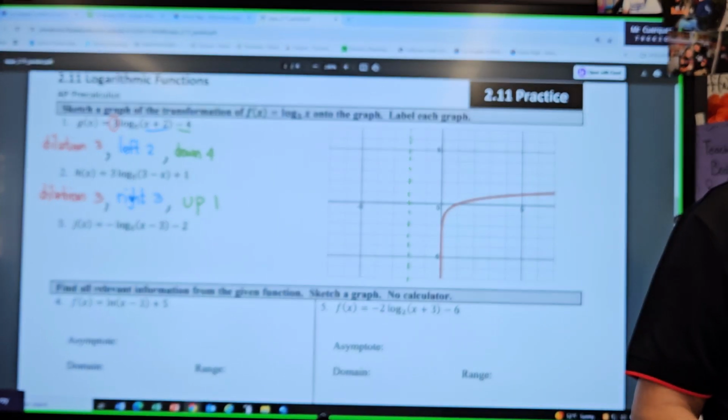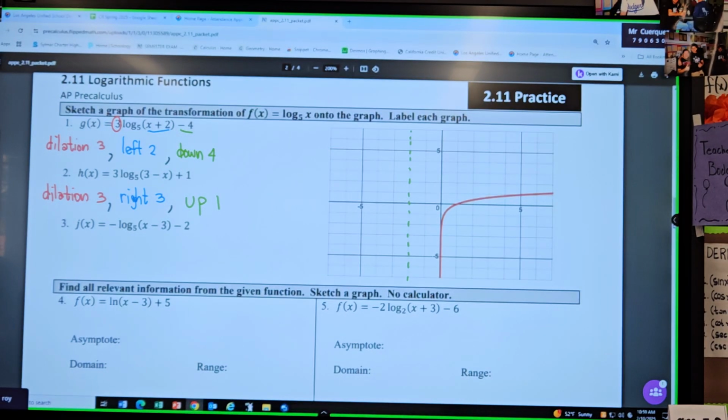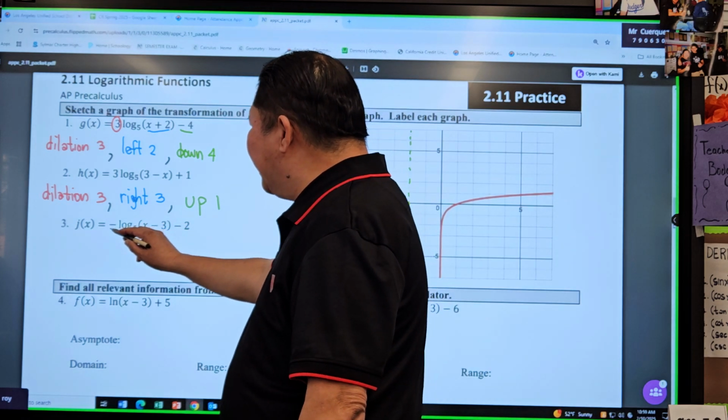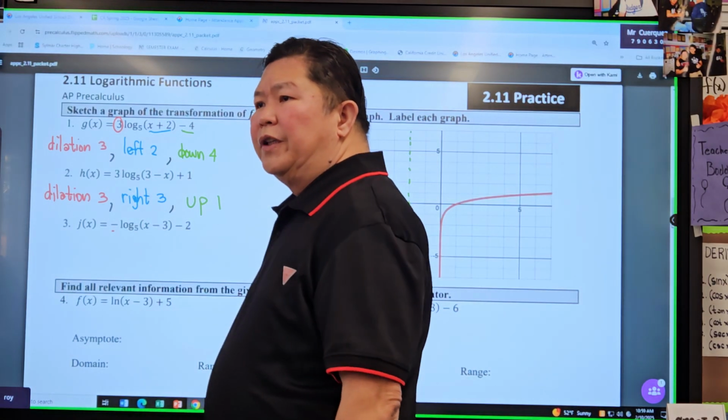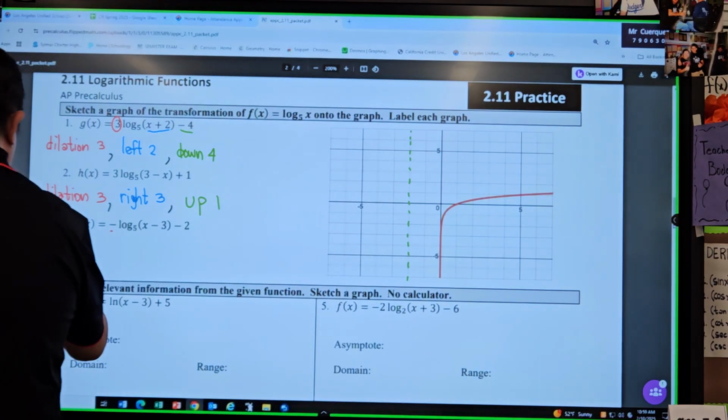So, moving on to number 3. What is that number 3? What is this negative? This negative right here refers to vertical reflection. So, it's going to be vertical reflection.